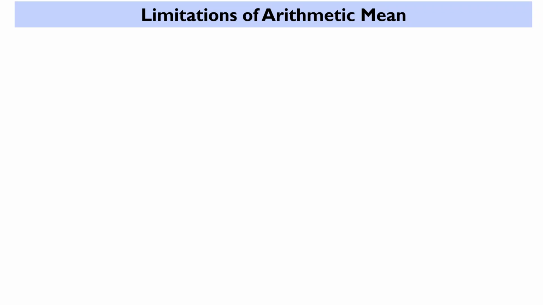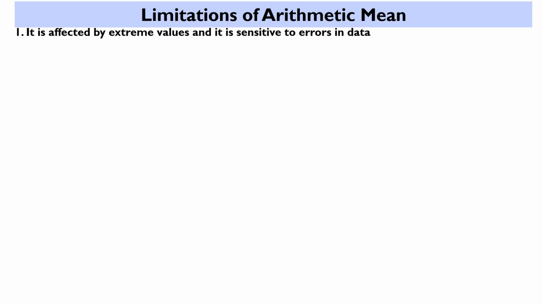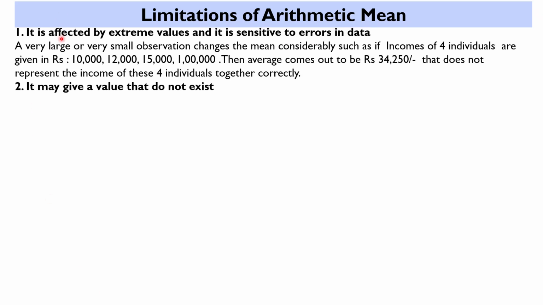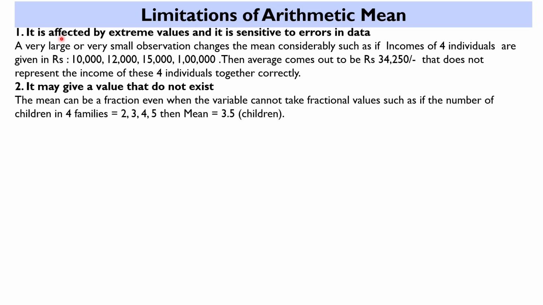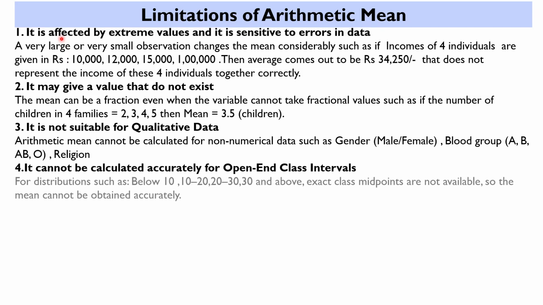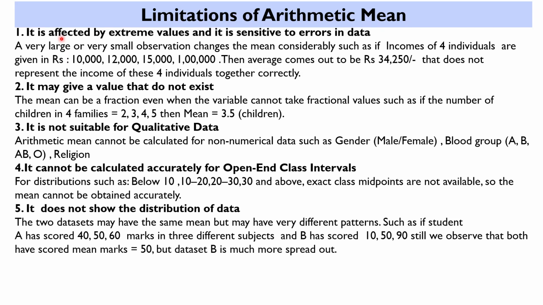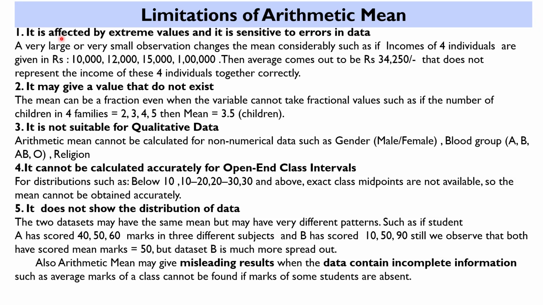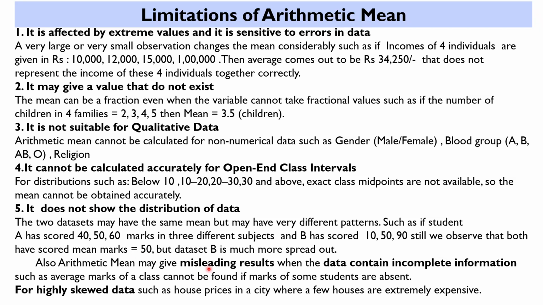Demerits or limitations of arithmetic mean. It is affected by extreme values and it is sensitive to errors in the data. It may give a value that do not exist. It is not suitable for qualitative data. It cannot be calculated accurately for open and class intervals. It does not show the distribution of data. Also, it may give misleading results when data contain incomplete information.